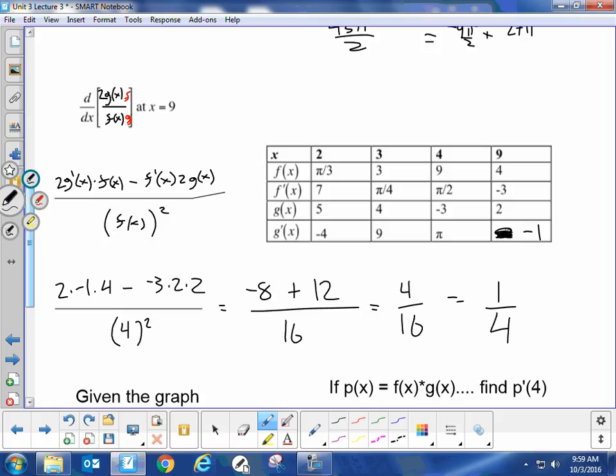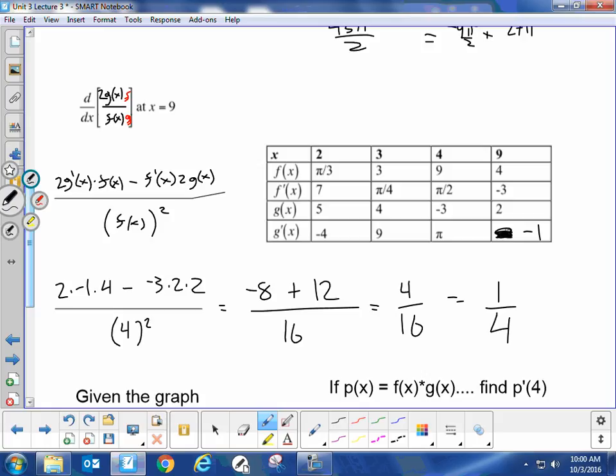Is our derivative correct? Lumping in the 2, I have 2g prime times f minus f prime times 2g of x, divided by the bottom, f of x squared. Then plugging in the values, I have 2 times -1 times 4 minus -3 times 2 times 2, over 4 squared.